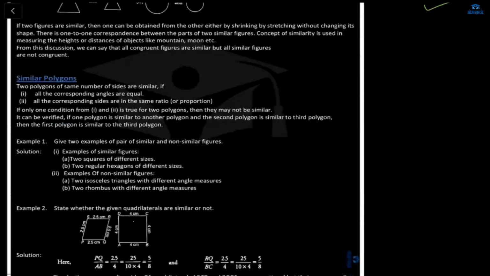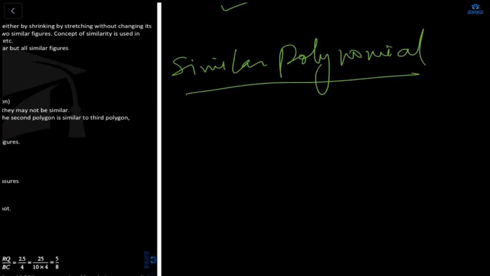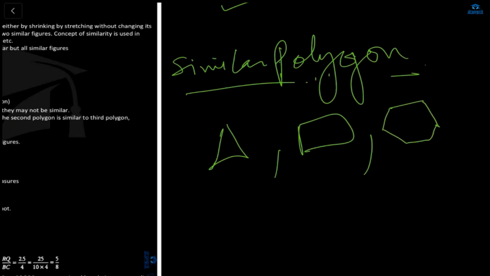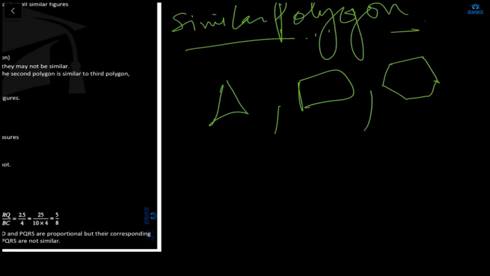Now let's see similar polygons. Polygons are two-dimensional figures with finite sides. So a polygon may be a triangle, a square, a pentagon, a hexagon. When we are studying the similarity of polygons, we will be taking polygons of the same number of sides. If they have different sides, then they are not similar, they are two different polygons. So how will you check that two polygons of the same sides are similar?